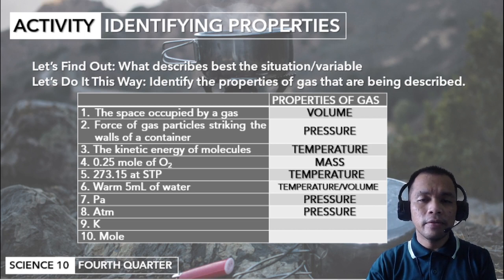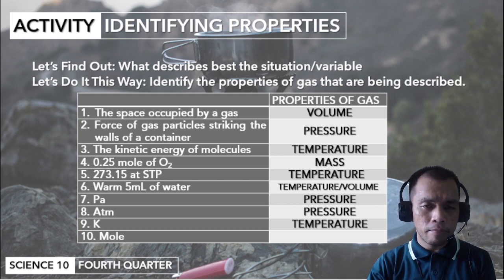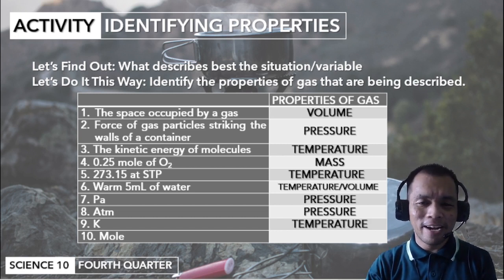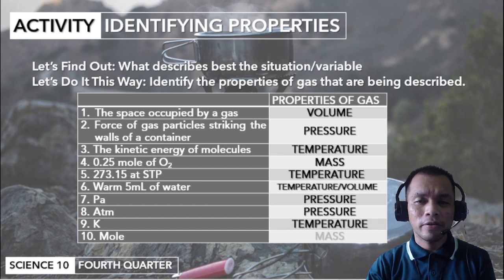For number 9, Kelvin. What is Kelvin in this situation? Of course, Kelvin is the unit for measuring temperature. And lastly, we have mole. What is a mole? A mole is of course a measurement for... What is it? Yes, that's correct. We have the mole as the measurement for the number of molecules, or we can also refer to this one as the mass of the gas.